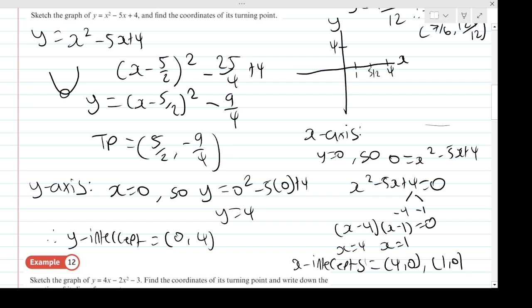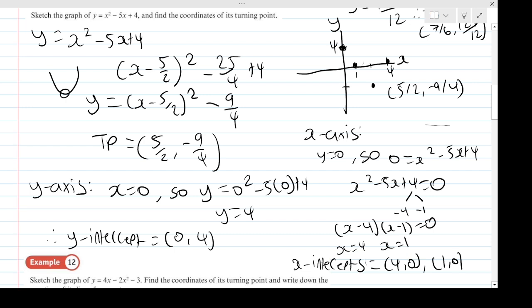5 over 2, and minus 9 over 4, which should be down here somewhere. So the turning point will be there. It will cross the y-axis there, and it will intersect the x-axis there. Okay. And so actually we can write this as simply 5 over 2, minus 9 over 4 to give the coordinate of the turning point. So with these 4 points marked down, we've got a very good idea what the graph will look like and where it goes.